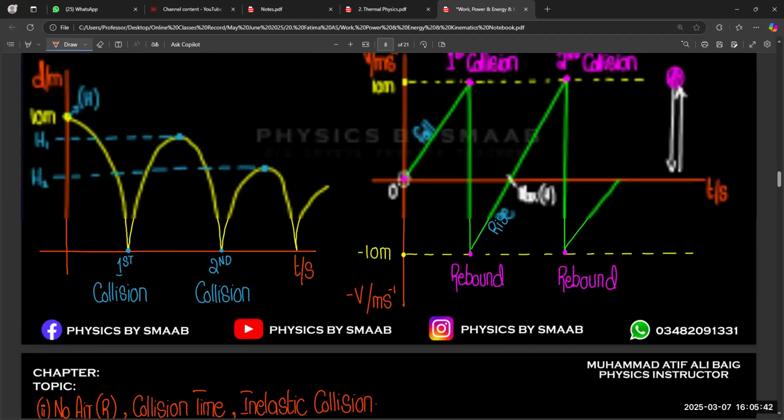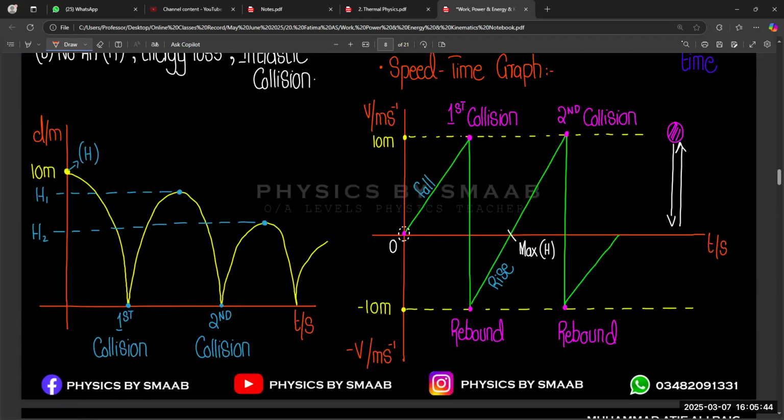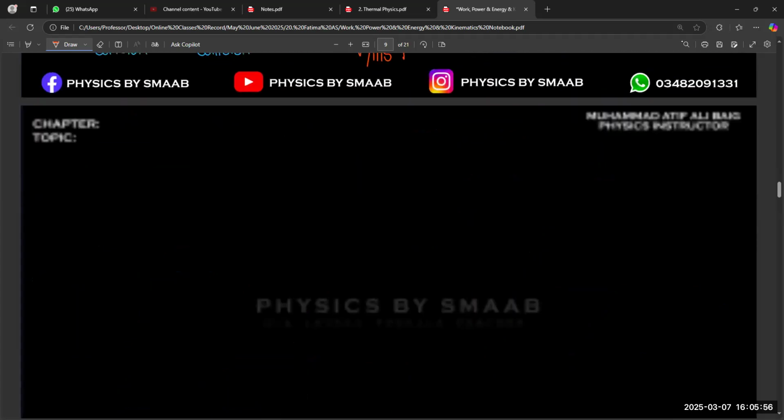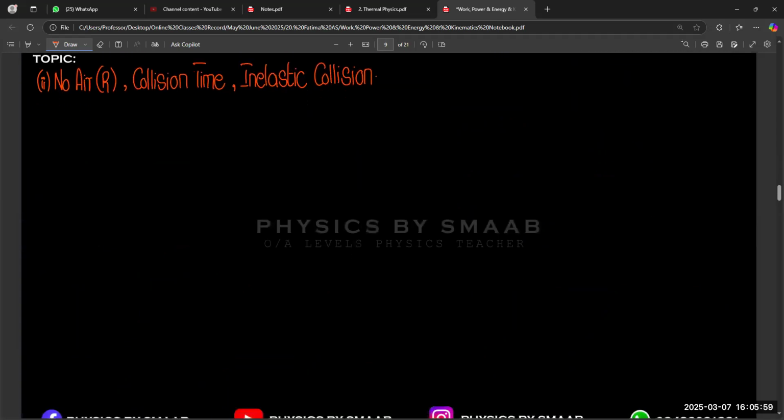In the previous graphical representation, we observed that because of no collision time, after the first collision, the direction of the graph quickly changes and it converts into the rebound state. But when we have a collision time, there must be a delay in the collision or in the rebound.